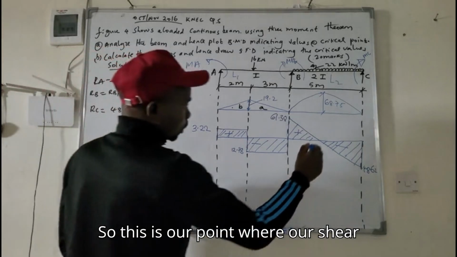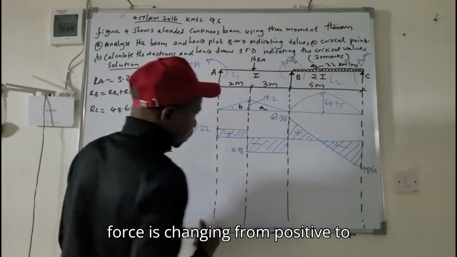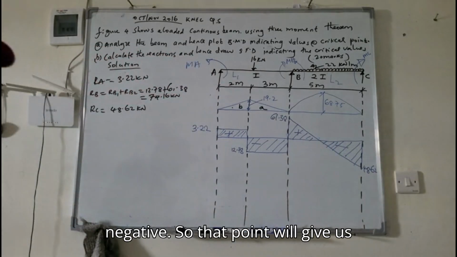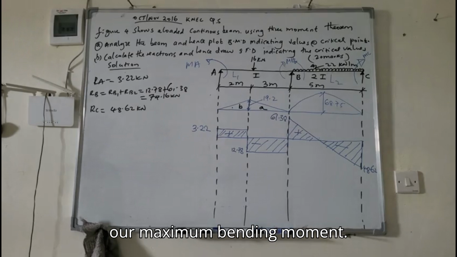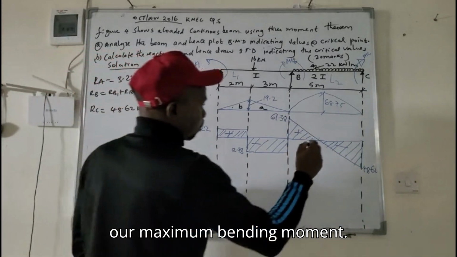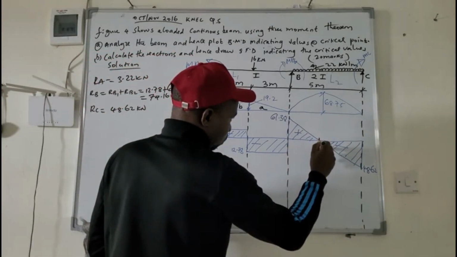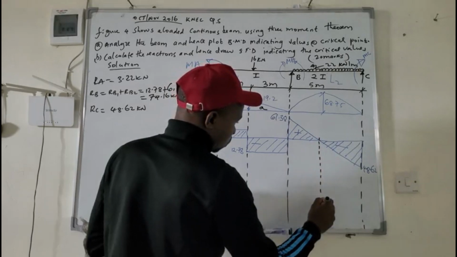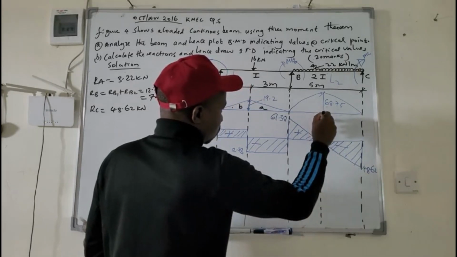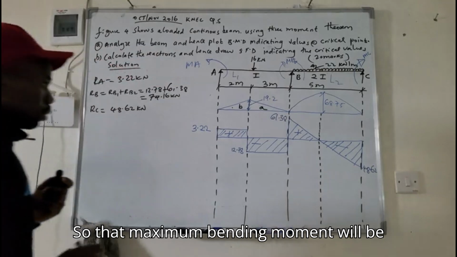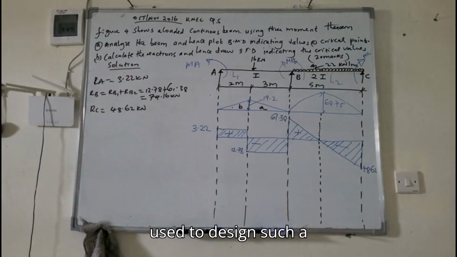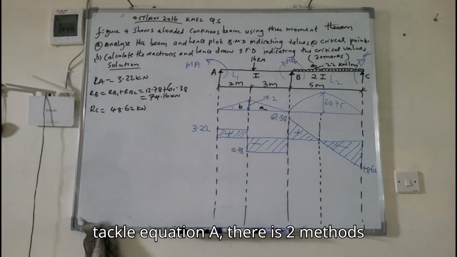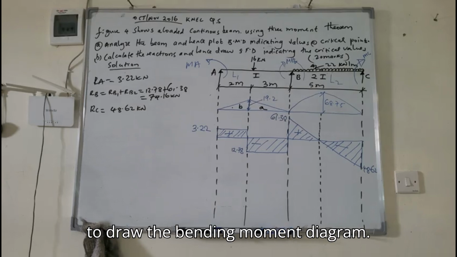So this is our point where our shear force is changing from positive to negative. So that point will give us our maximum bending moment. So that maximum bending moment will be used to design such a beam. So for you to tackle question A, there are two methods to draw the bending moment diagram.